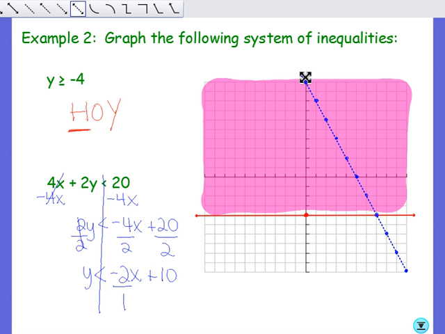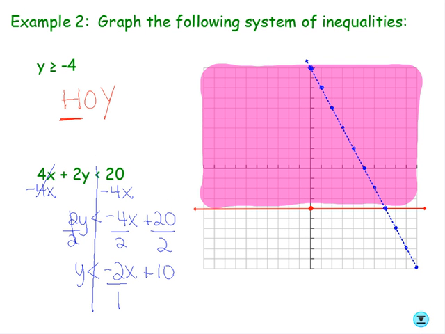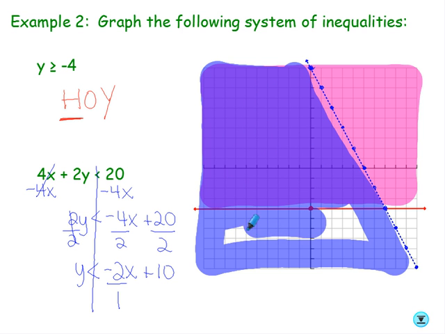Oops, a little crooked. There we go. And the final step, I need to shade. Well, this is a less than, and less than is down. So I'm going to go from my line, and I'm going to go down. So I'm going to shade this whole area right here. And again, as you can see, we have a nice purple wedge up in here. That is our answer area.